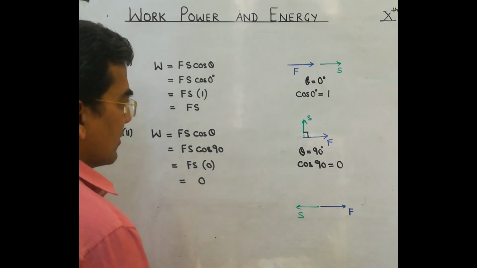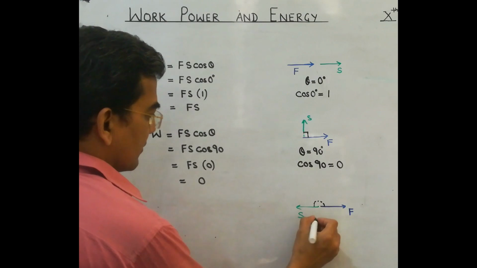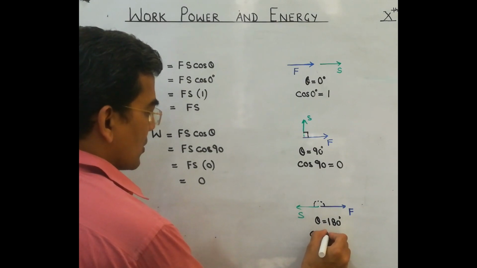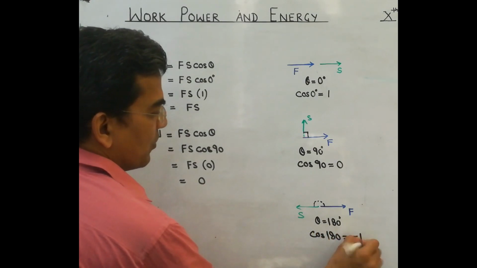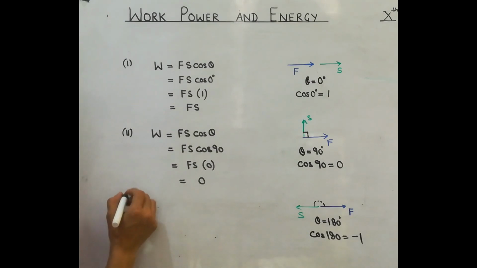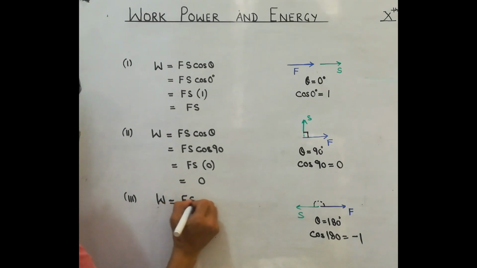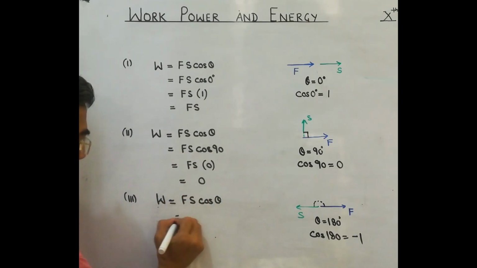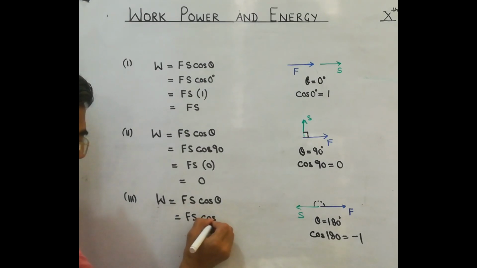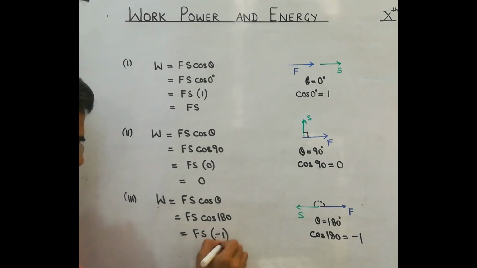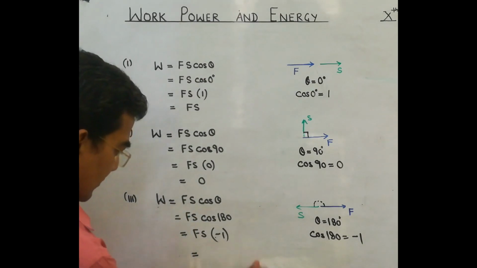So there we say that the angle is 180 degrees. And remember, cos 180 is equal to minus 1. Now let us calculate work done here. So work is equal to F S cos theta, F S cos 180, which is minus 1. So the work done is negative. So we have these three cases.